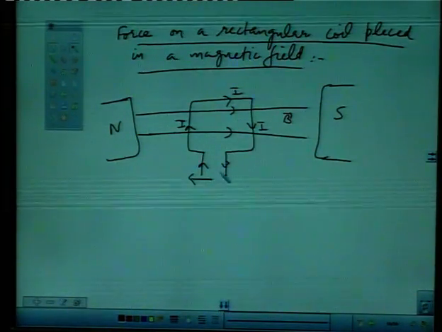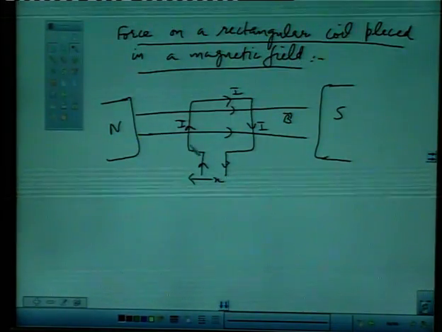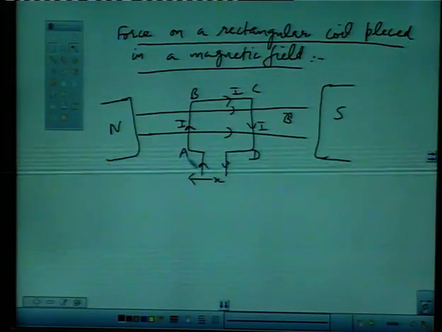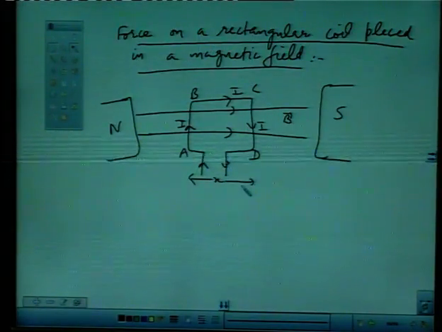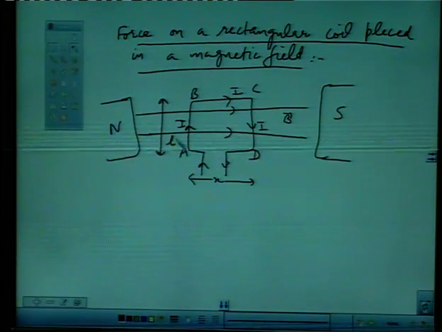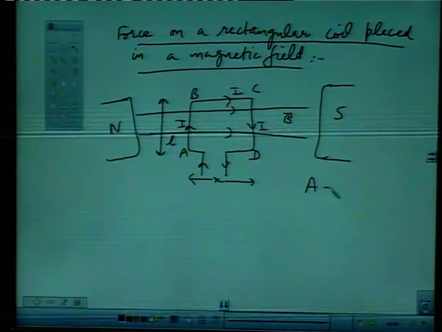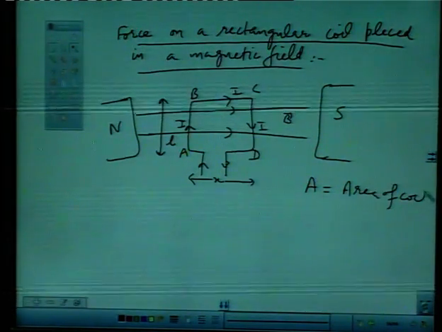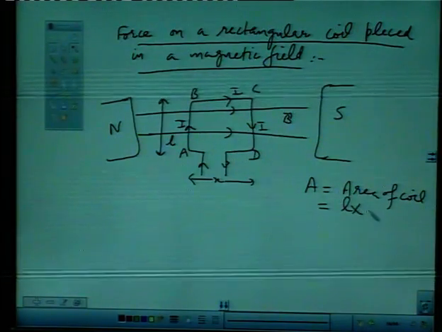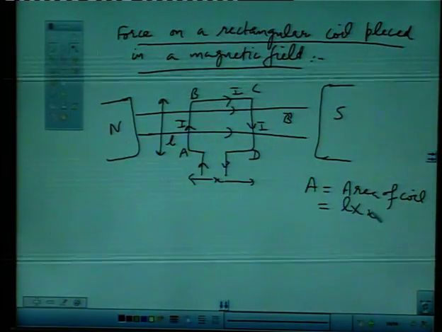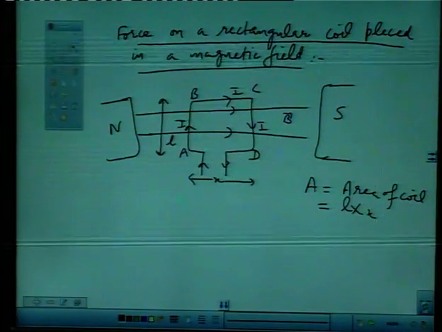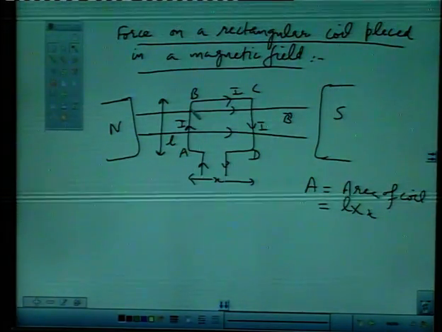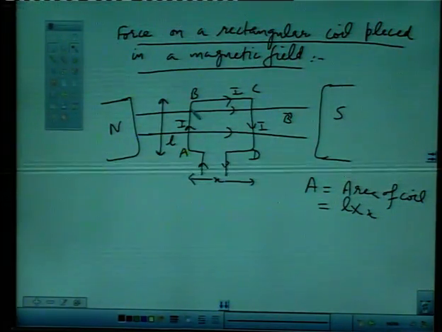Let us take the coil ABCD. The length between A and D is x and length AB is equal to L. So the area of the coil A will be equal to L into x. Now the direction of current is in the upward direction and B is from left to right.